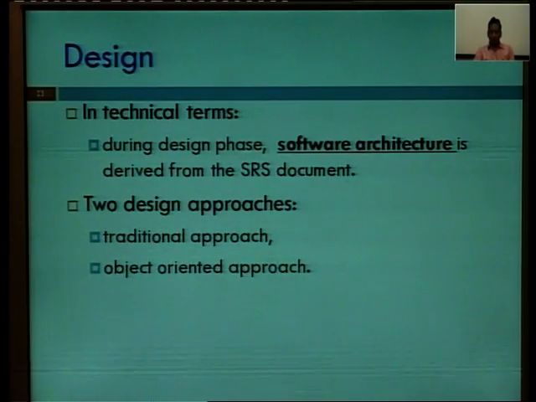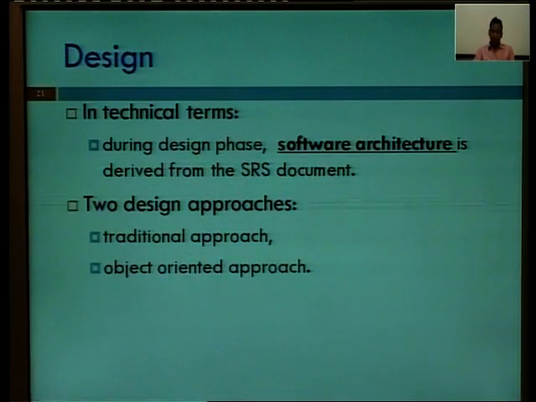There are basically two approaches in the design phase. The first one is the traditional approach, also known as the function oriented approach. The traditional approach was used in the past in most software development, and in today's arena we are using the second design approach, the object oriented approach.